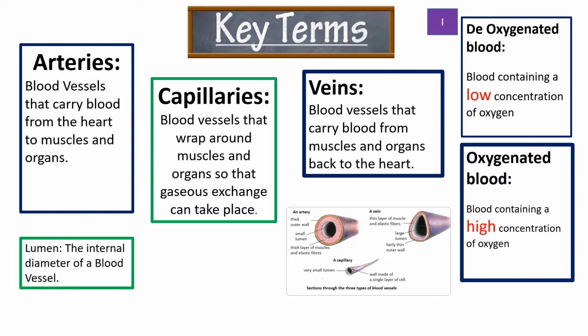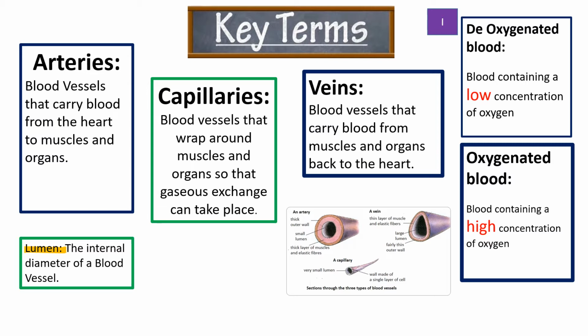Well, if you look down to the bottom left side, just down here at the bottom, we have got lumen. Now, lumen is another name for the internal diameter of a blood vessel, because obviously we need to be able to talk about what happens to the diameter of a blood vessel during different stages of exercise. We've already referred to the temperature of the body and how the blood vessels may react to that. So for now, the key term is lumen, the internal diameter of a blood vessel.